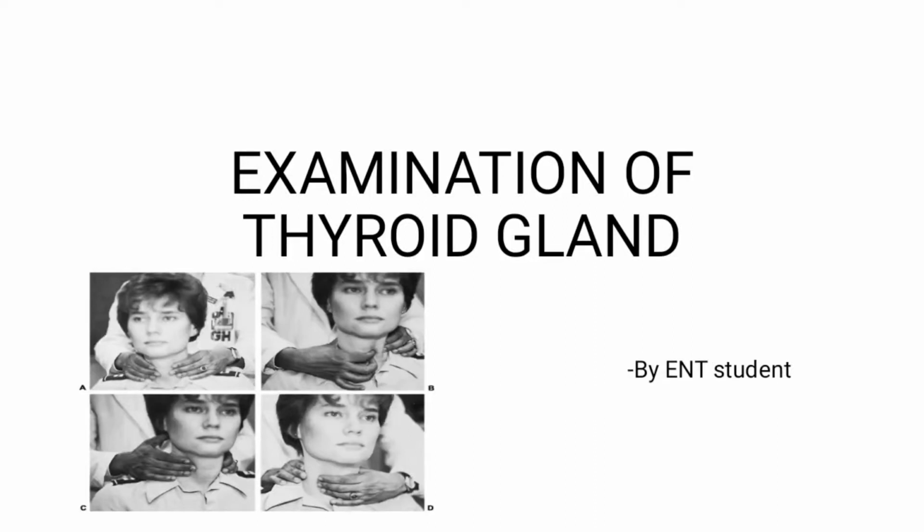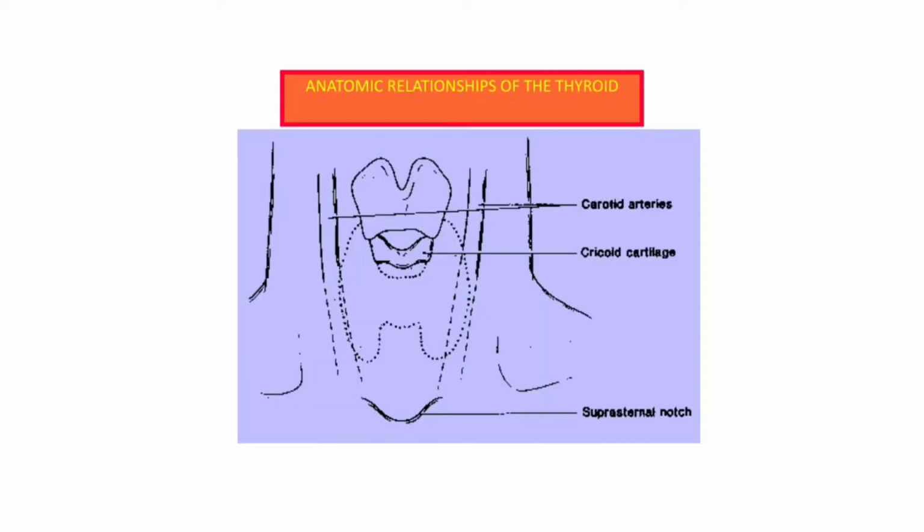Welcome to ENT student. Today we are going to discuss the examination of thyroid glands. These are the anatomic relations of the thyroid. Laterally to the thyroid gland there are two carotid arteries and below it there is cricoid cartilage.